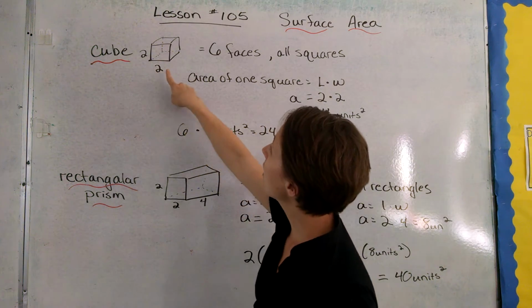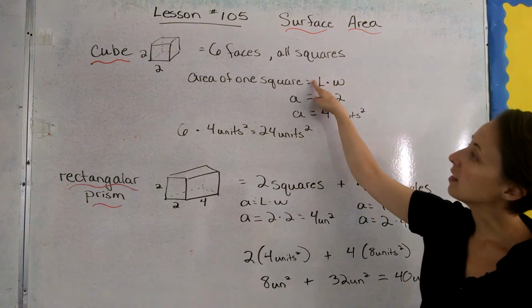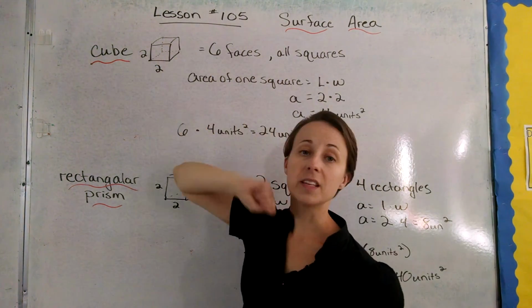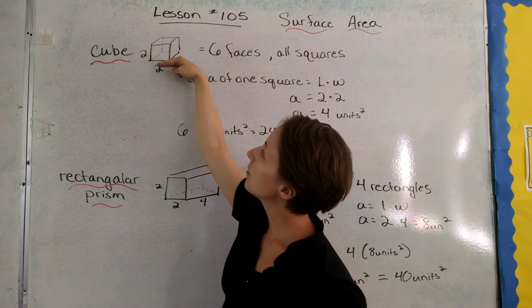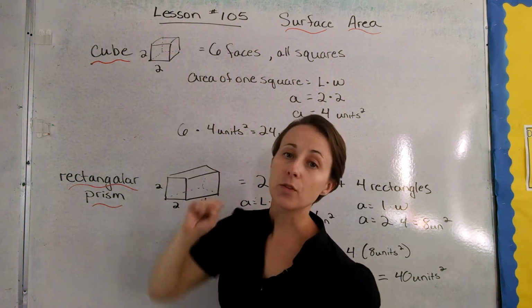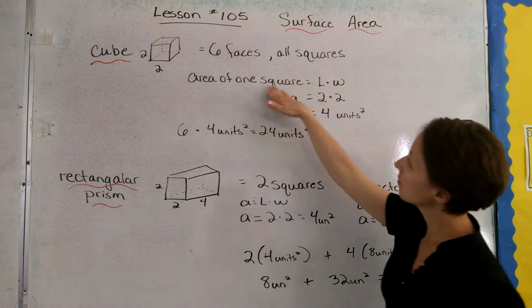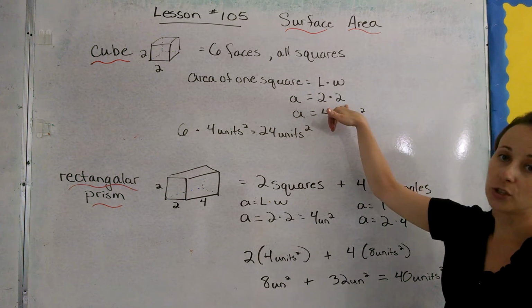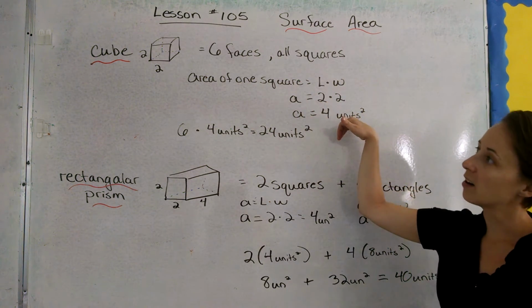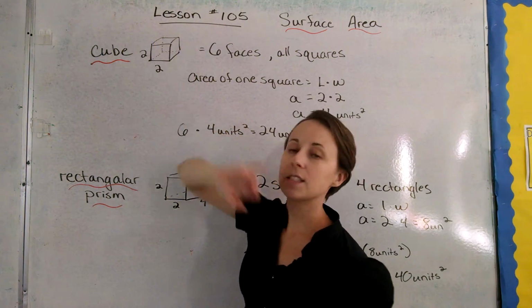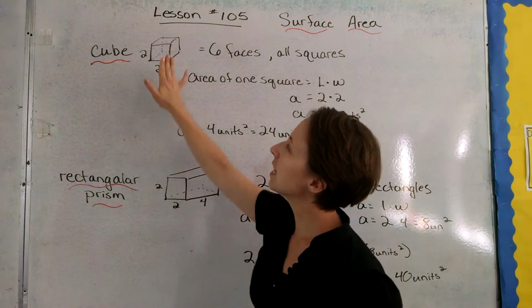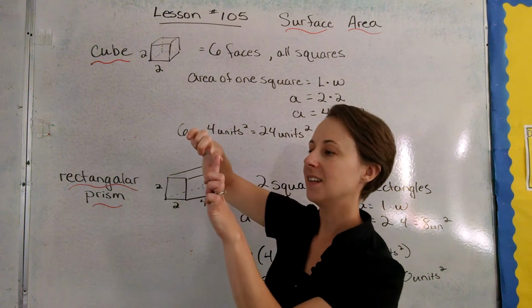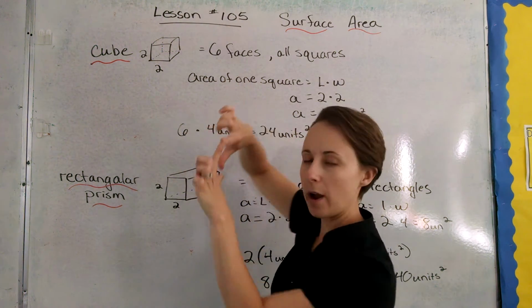Area for a square is length times width. So for this square, if I took 2 times 2, I'd get an answer of 4 units squared. Since area is 2 times 2, my answer is 4 units squared. That's the area of one square. So it takes 4 square units of wrapping paper to cover that one square.